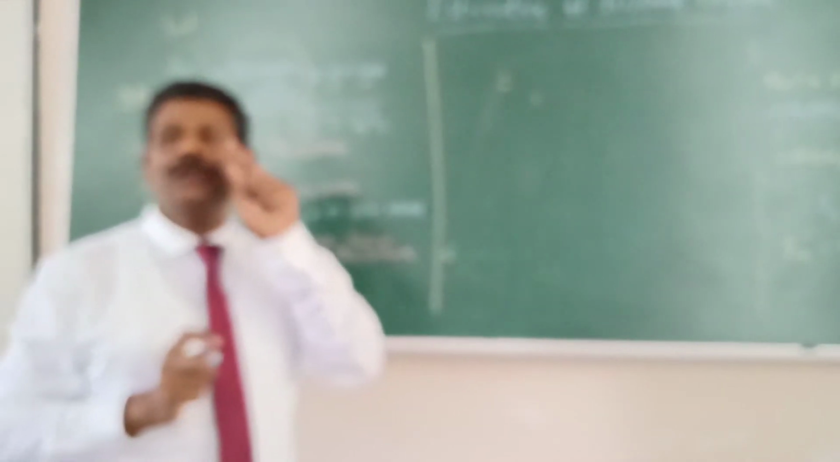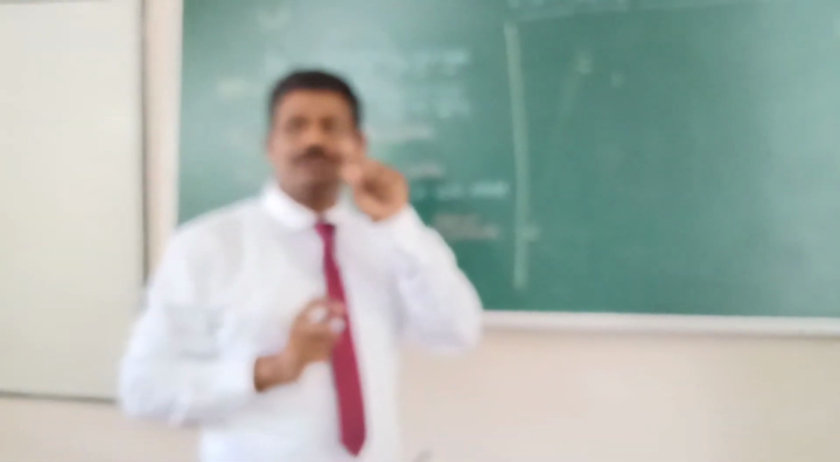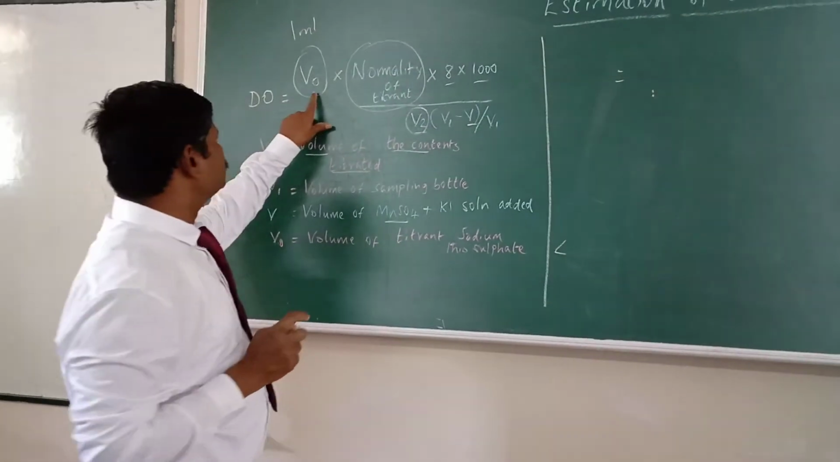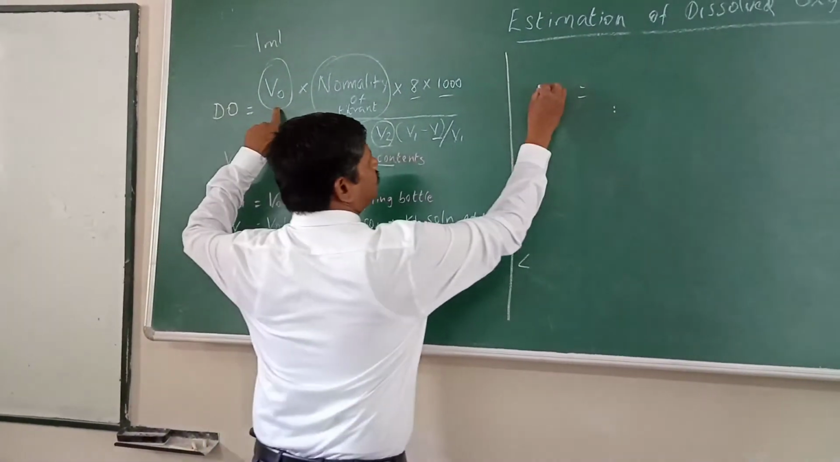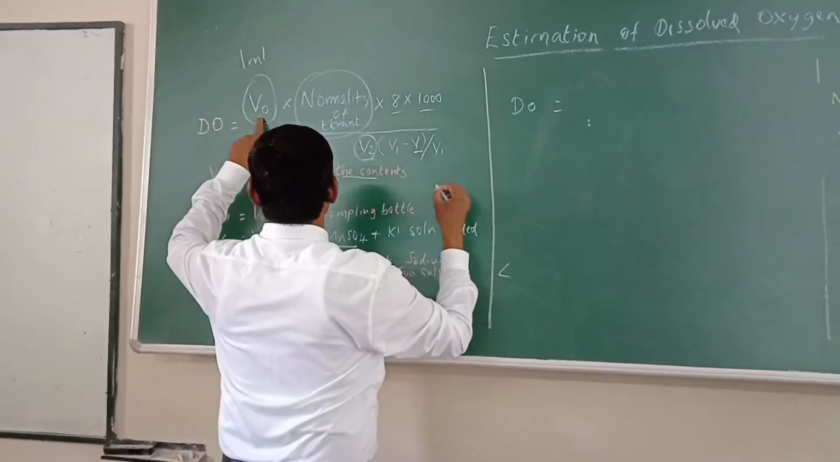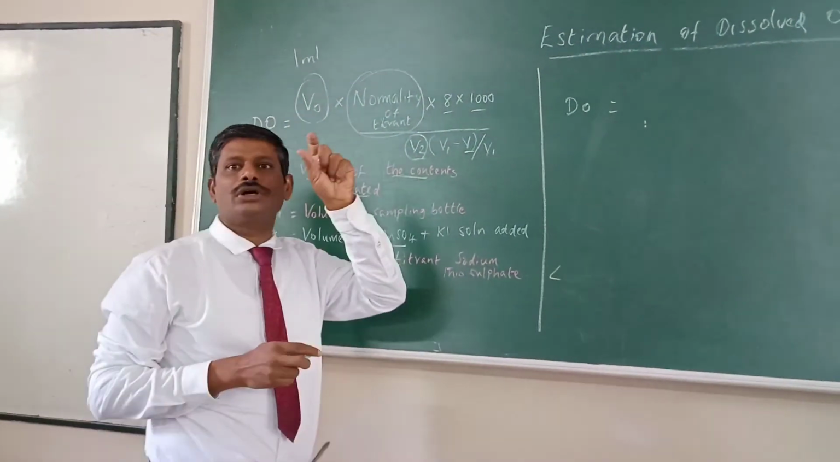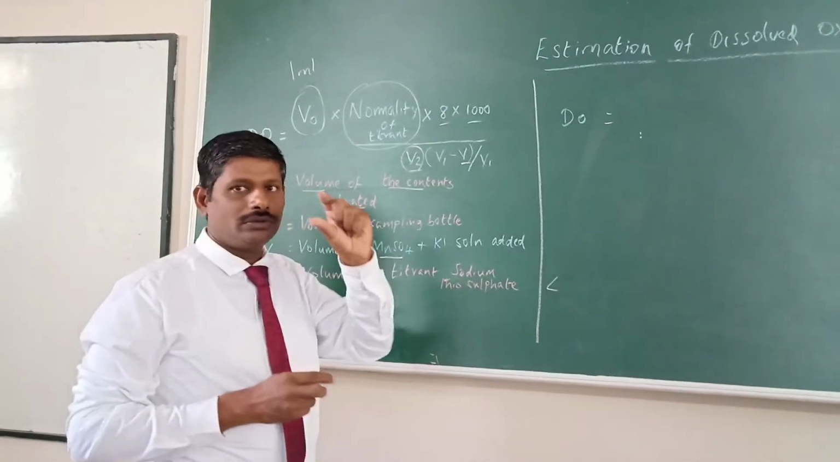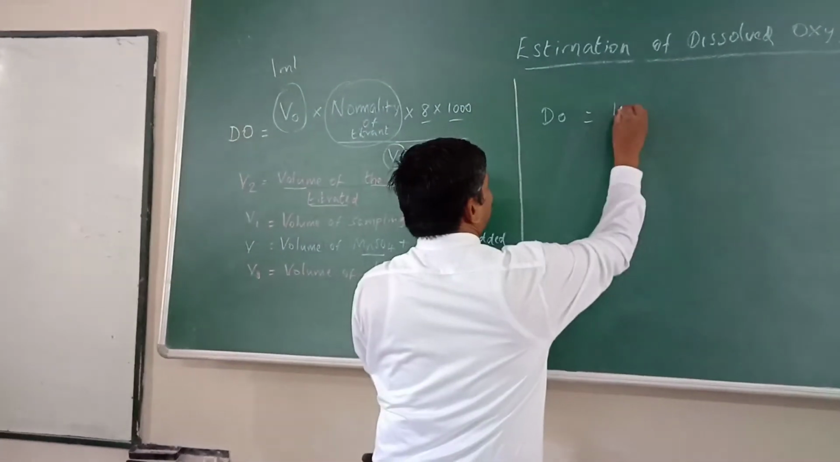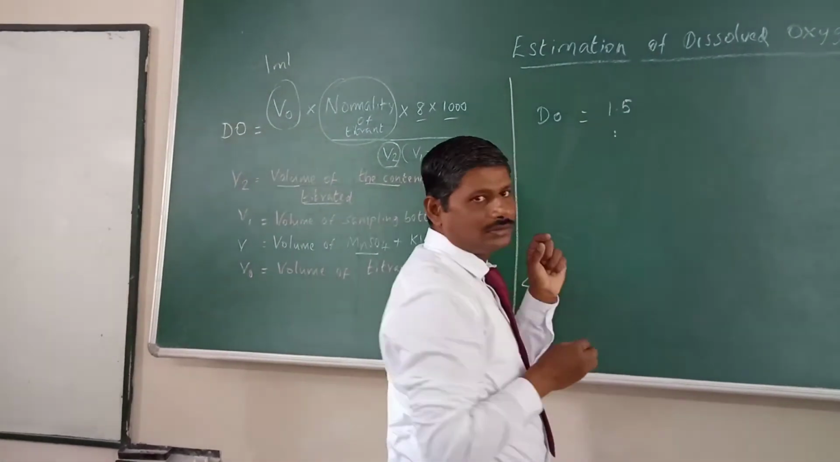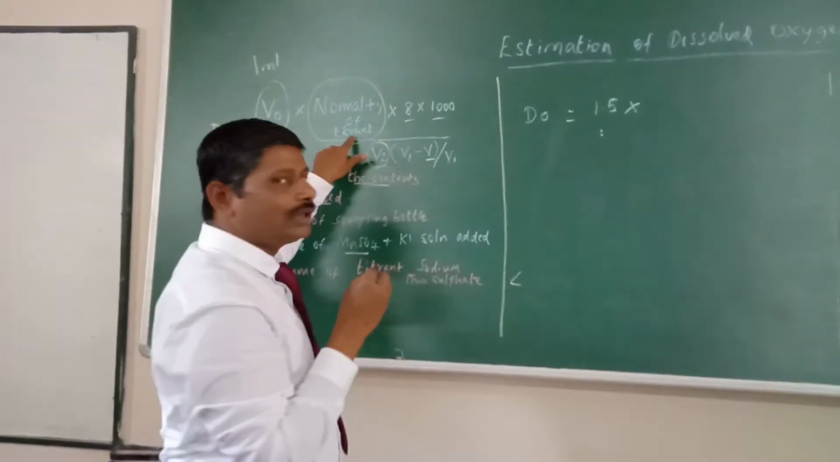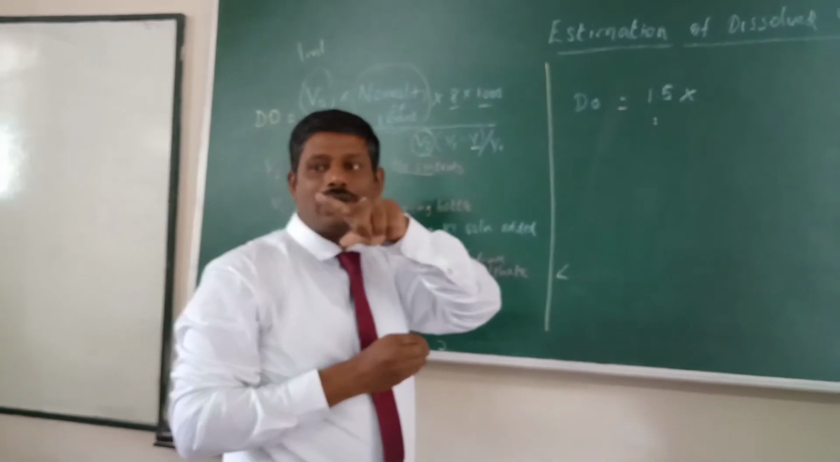Dissolved oxygen concentration. We will just calculate this, the DO. DO is equal to dissolved oxygen, which is equal to V0. V0 is how many ml of sodium thiosulfate consumed. Okay, so we have got, for example, 1.5 ml. Into normality of titrate, sodium thiosulfate, we prepared 0.01.